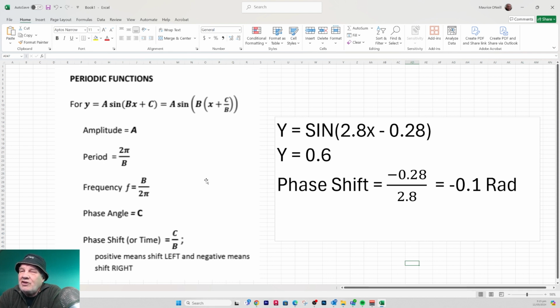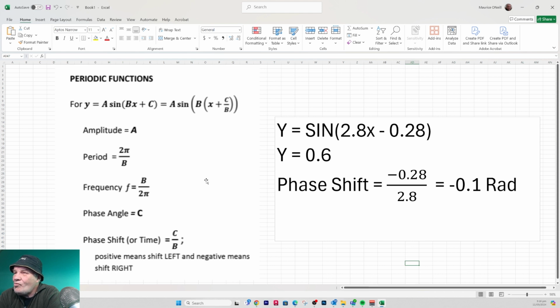So in this, you can see A is amplitude, the period, the frequency. The phase angle is C in the first instance of the function, and the phase shift, C over B there, in the second instance, a variation of the standard function, where a positive phase shift would mean to the left and negative to the right.